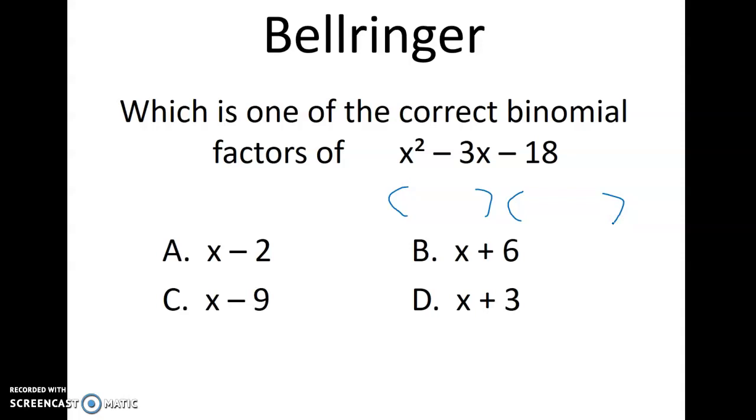So the factors of 18 that subtract to 3, okay, we know we're going to have a plus and a minus. I know I usually put the plus or the sign here first, but I'm looking for the factors of 18 that subtract to be 3, and it's 6 and 3. I know the negative is going to go with the bigger factor, so I'll put the negative there. And x. Okay, so which one do I see here? I see x plus 3, so that is one of the correct binomials of that trinomial.